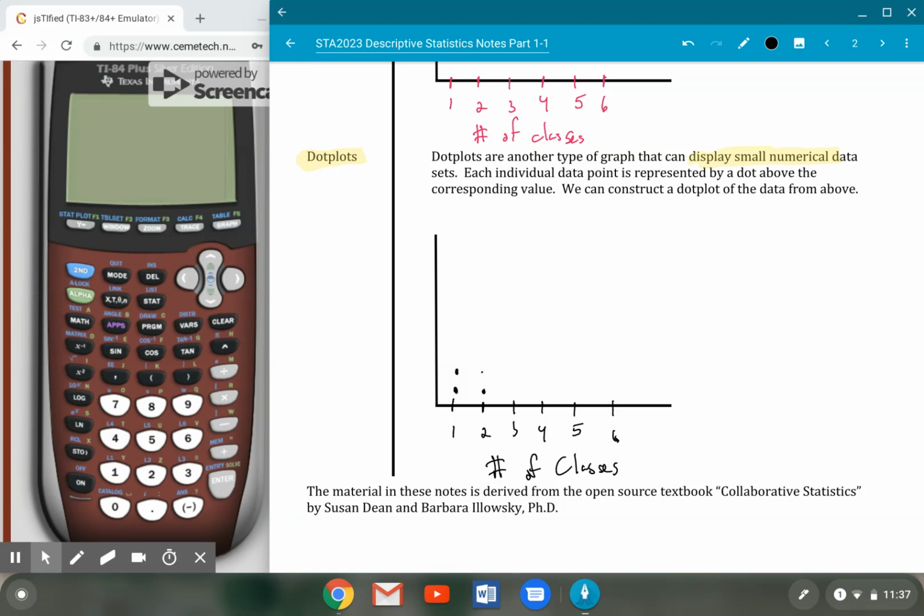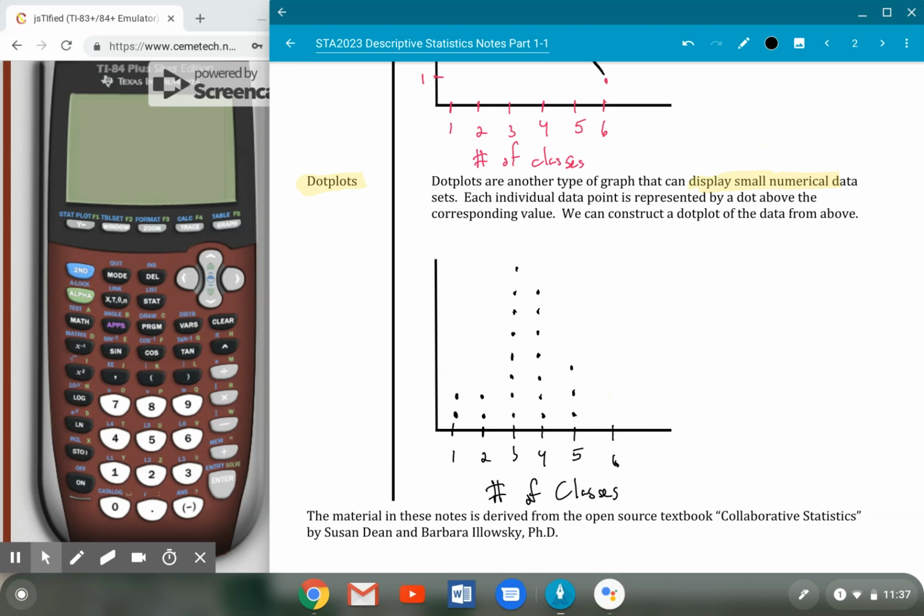Then I had 2 students taking 2 classes. So again, another 2 dots above that. Then 3 classes, the most common number. There were 8 threes in the data set above. So I'm going to stack 8 dots on top of the 3. So there's 2, 3, 4, 5, 6, 7, 8. There were 7 students taking 4 classes. 7 dots. 3 students taking 5 classes, and 1 student taking 6 classes.